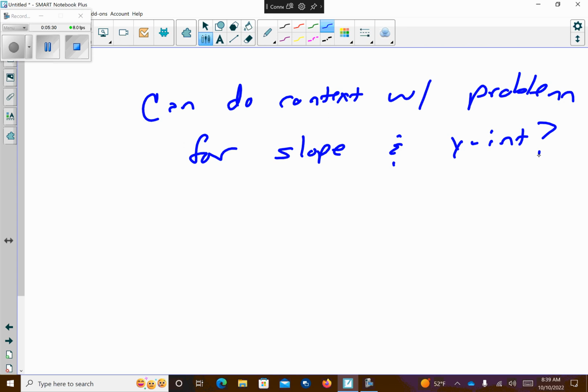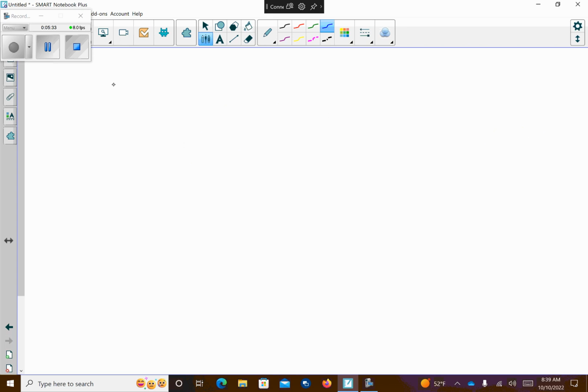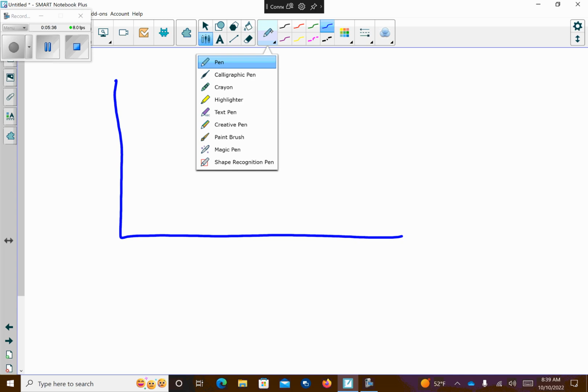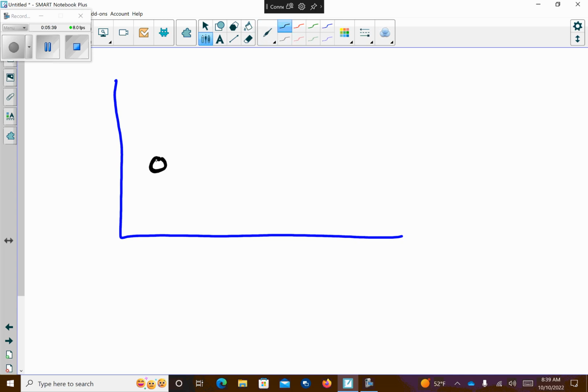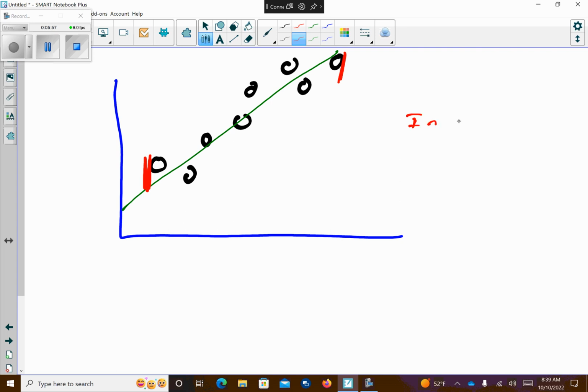Now, if you took a look at your data, these are my data points. And then here's my line of best fit. From here to here, if I plug in anything in the red, if I plug in for X or Y to solve for the opposite variable, this is called interpolation. Interpolation.